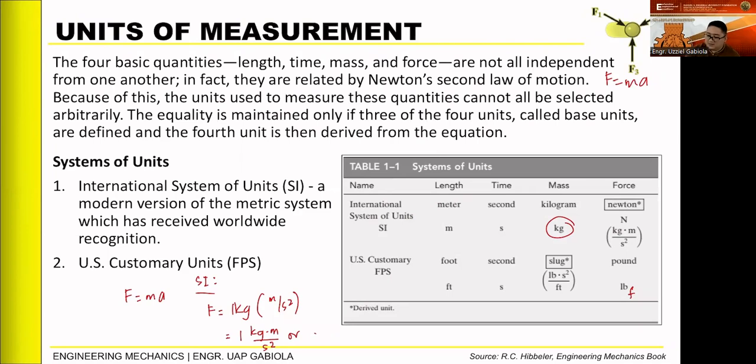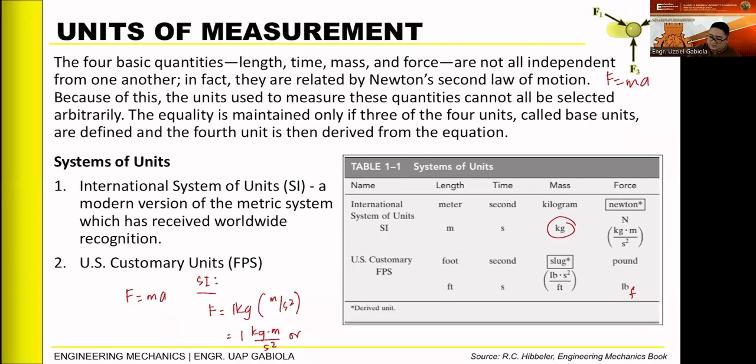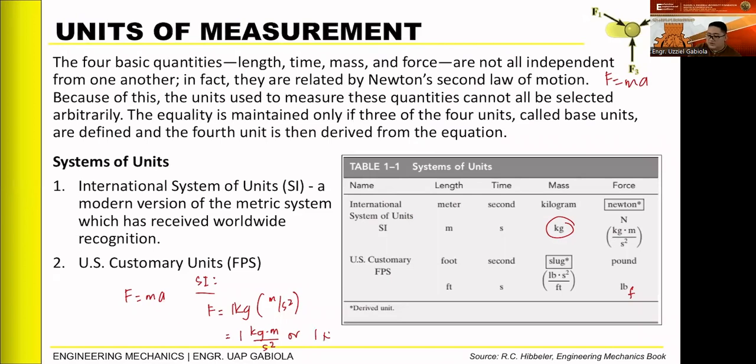So 1 Newton. Pag nakakita kayo ng Newton na unit, ibig sabihin niya is kilogram meter per second squared. Kaya nagkaroon ng ganong unit dun sa ilalim na yan.